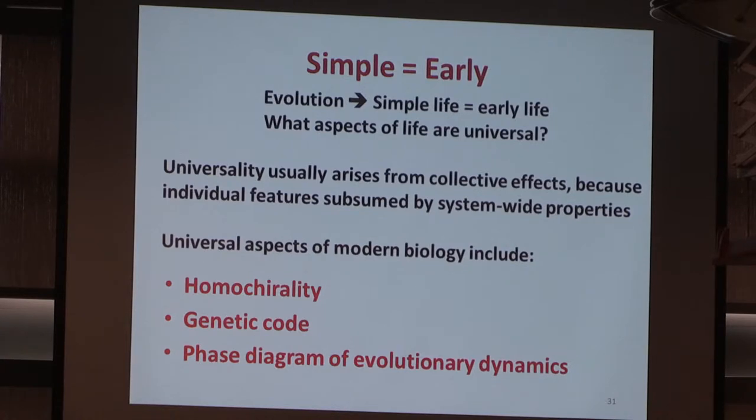Now, what does simple mean? Simple, of course, means early, because evolution takes simple things and makes them more complex. So if you want to look at simple things, you have to look at early life. And the thing about universality, if you want to look at universal properties of living systems, universality is, by definition, something that is not idiosyncratic, not specific to particular details. Therefore, it must arise from collective effects, because individual features are subsumed by system-wide properties. So when we look for universal properties, we look for collective effects as physicists, because that's how we can try to make models that capture the important dynamics of systems without getting hung up on the details.